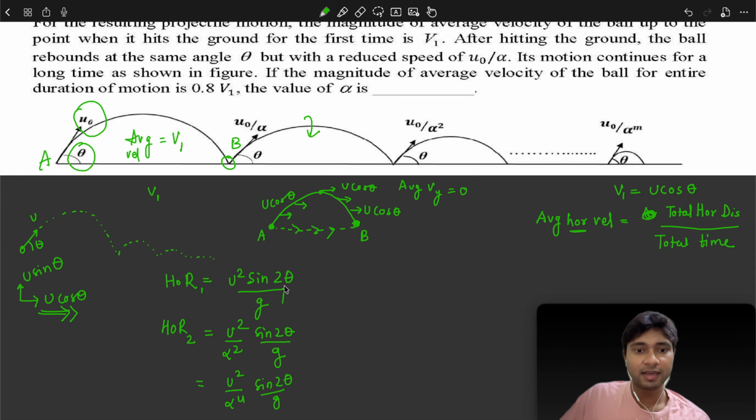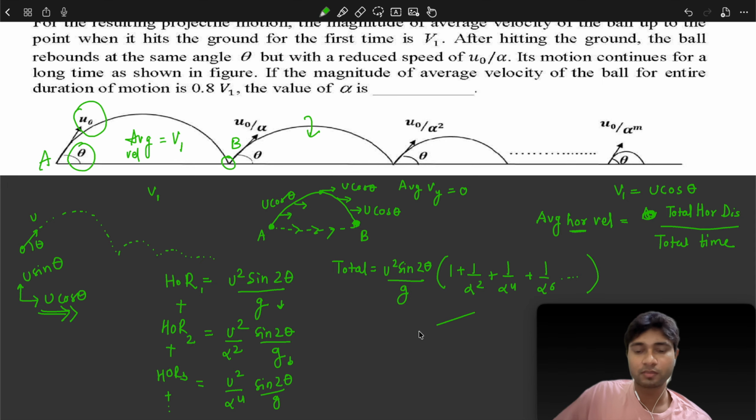And we can see this is the series which it is following, only the factor of alpha is varying. So the total horizontal distance will be, we have to sum all the horizontal distances. So we can take u square sine 2 theta by g as common, and it will be the simple 1 plus 1 upon alpha square plus 1 upon alpha 4 plus 1 upon alpha 6 and so on. This is the total horizontal distance.